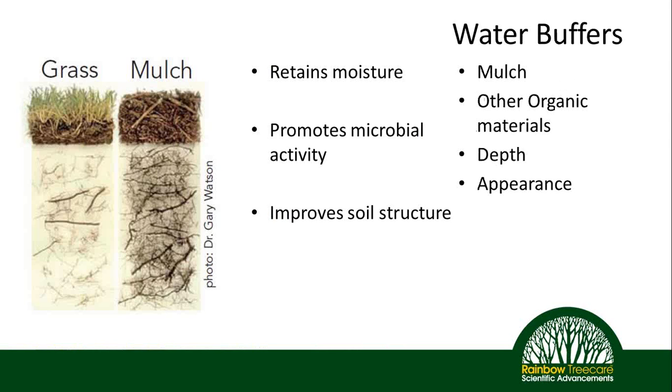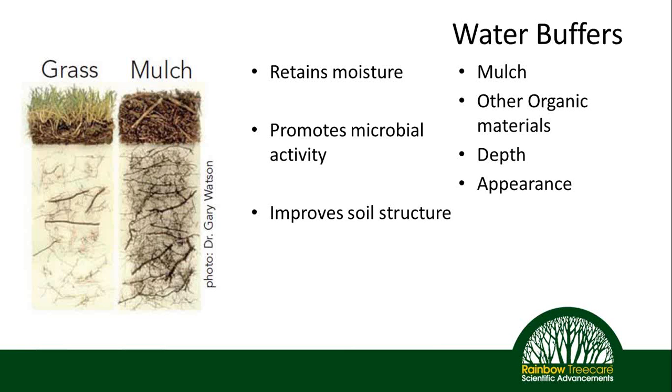So if we look at another way to maintain and make our water go further, mulch is a great tool. Mulch will retain moisture in the soil profile. It'll promote microbial activity. It'll improve the soil structure. And also, it'll dramatically decrease the temperature of that soil profile. So if you think about the sun beating down on the soil profile, it's going to dry it out. If we have a layer of mulch on there, it's going to dramatically buffer that temperature and keep moisture in the soil longer. In addition, it simply looks nice.